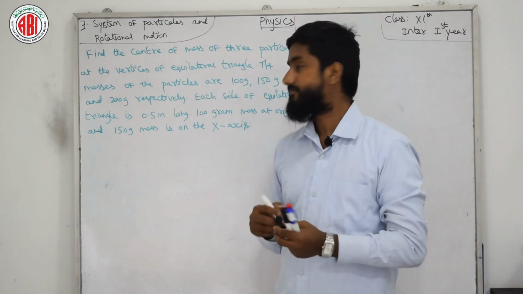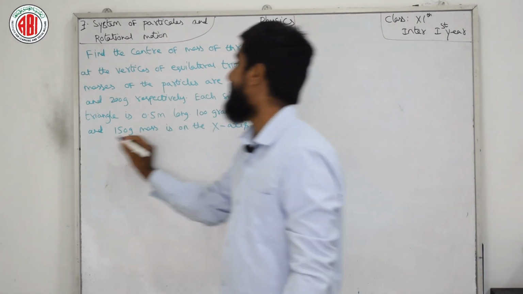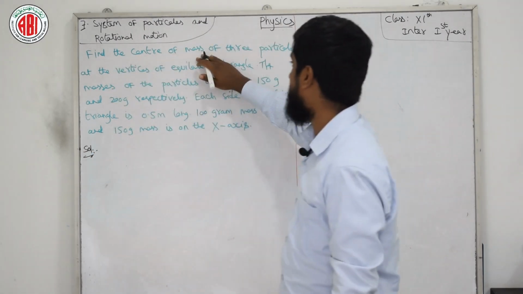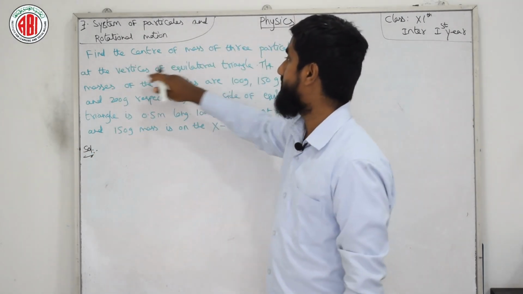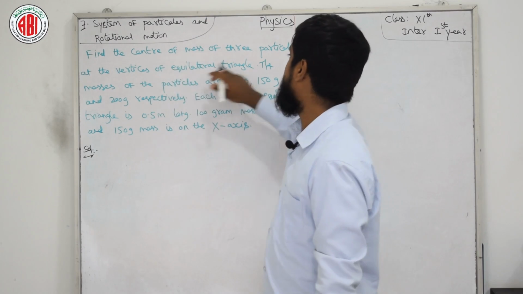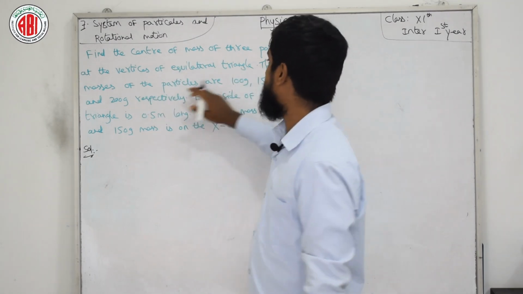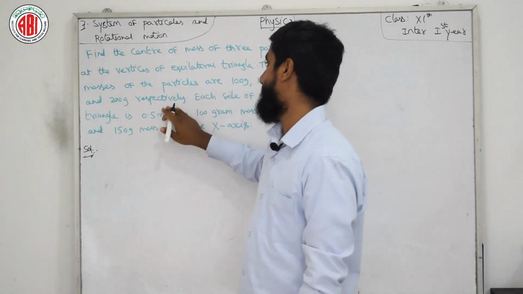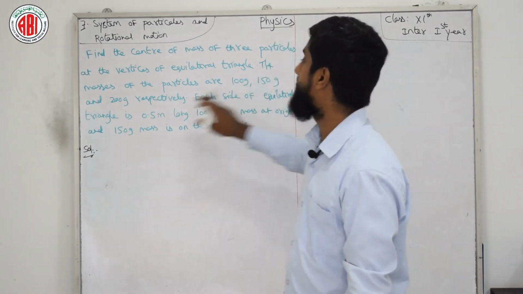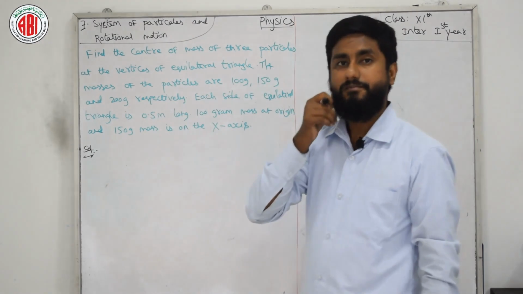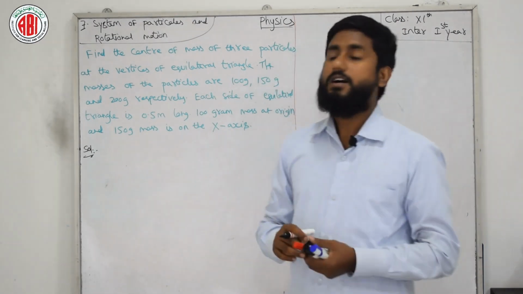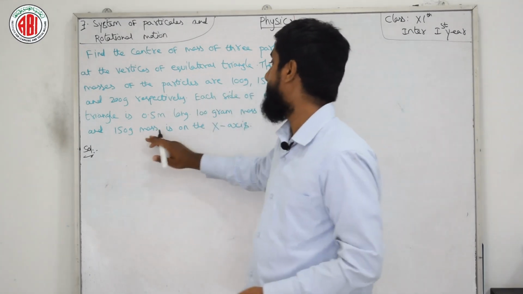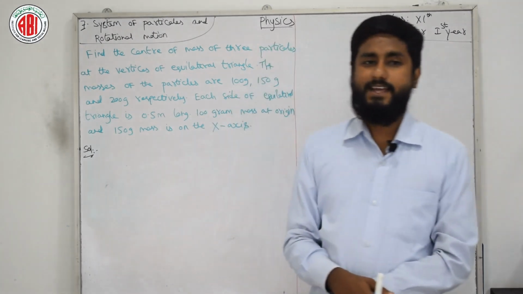Okay. Now you can see a question already written on the board. I will read that question first. Find the center of mass of three particles at the vertices of an equilateral triangle. The masses of the particles are 100 gram, 150 gram and 200 gram respectively. Each side of the equilateral triangle is 0.5 meter long. 100 gram mass is at the origin and 150 gram mass is on the x axis.